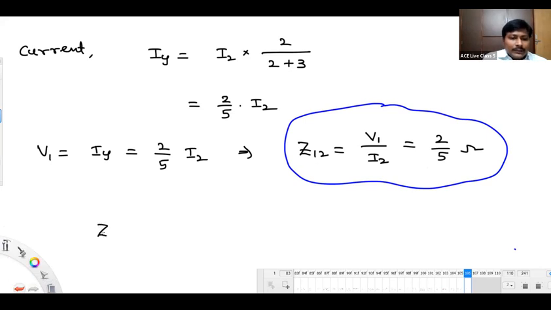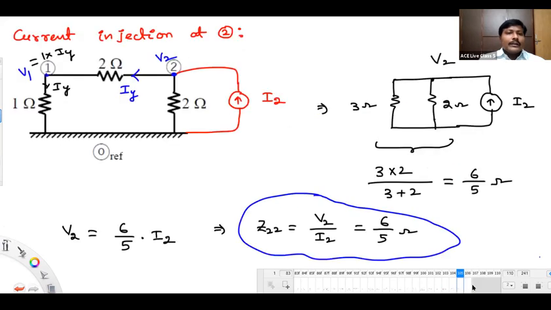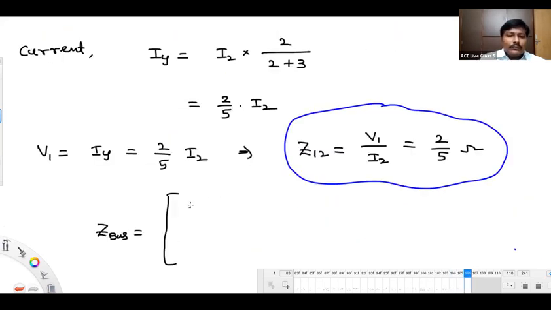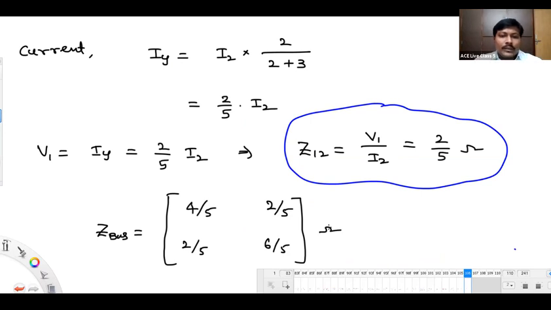Now you can write that Z-bus matrix, very simple. Z11 is 4 by 5. Z12, Z21, and Z22 is 6 by 5, in terms of ohms. Fine.